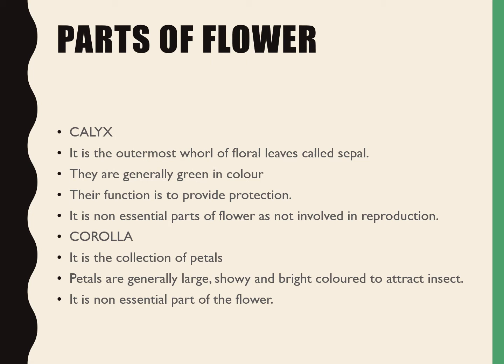The second whorl is corolla. Corolla is a collection of petals, and generally petals are large, showy and bright colored, and the reason for their color is to attract insects. Why do they attract insects? They attract them for the process of pollination, so that pollination can be accomplished. It is also a non-essential part of the flower.